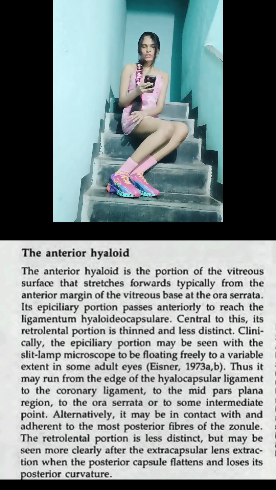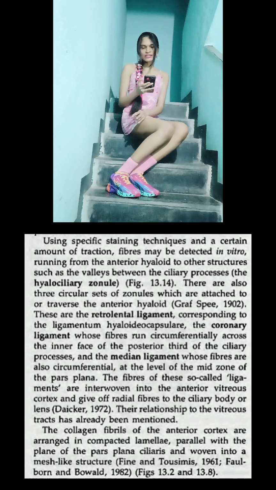Alternatively, it may be in contact with and adherent to the most posterior fibers of the zonule. The retrolental portion is less distant but may be seen more clearly after the extracapsular lens extraction, when the posterior capsule flattens and loses its posterior curvature. Using specific staining techniques and a certain amount of traction, fibers may be detected in vitro, running from the anterior hyaloid to other structures such as the valleys between the ciliary processes, the hyalociliary zonule.